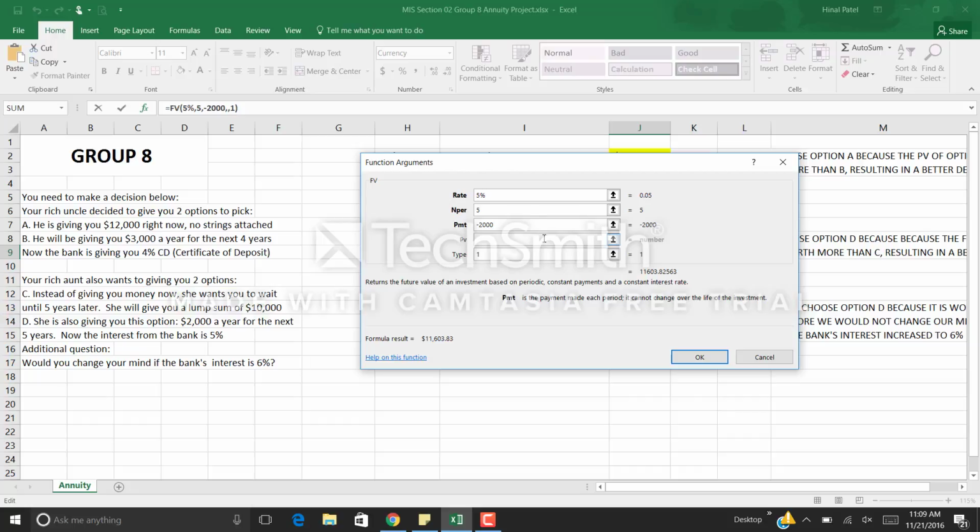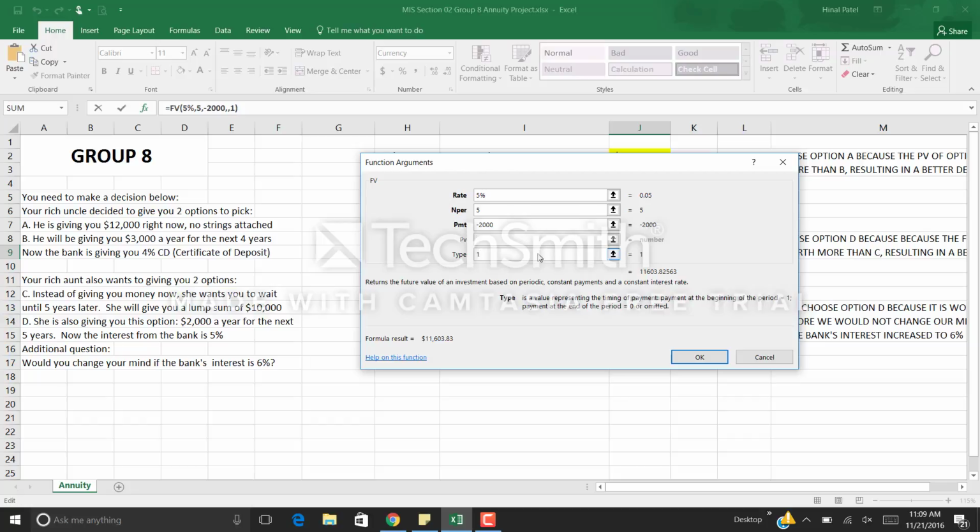The value is negative also because even though your aunt is giving you this money, which would be a positive value because you are receiving it, you are then going to put the money into the bank at 5%. Since you are giving the money away to the bank and it is leaving your hands each year, it is a negative value. The next one is PV for present value, which we leave blank since we are working with the future value only. Finally, we will put the type value as 1.